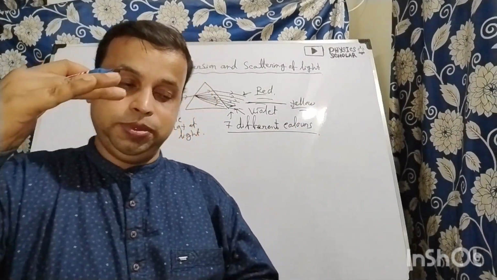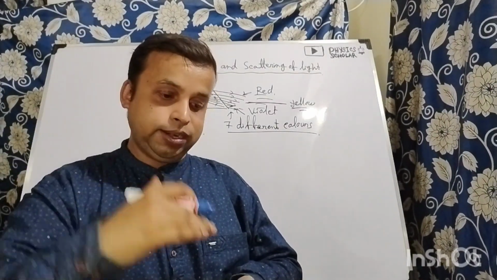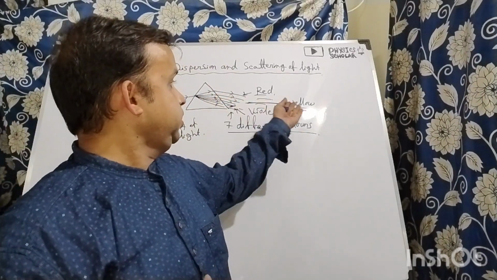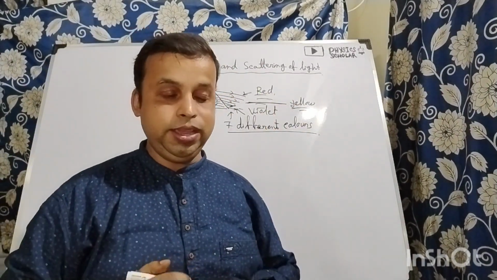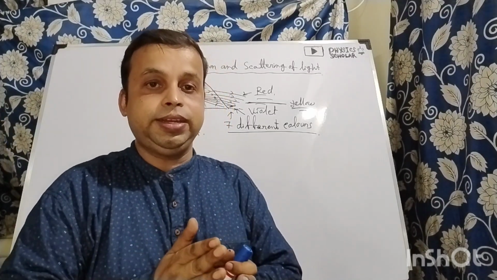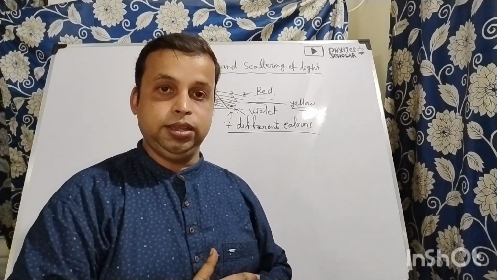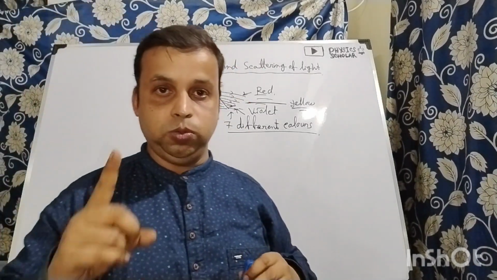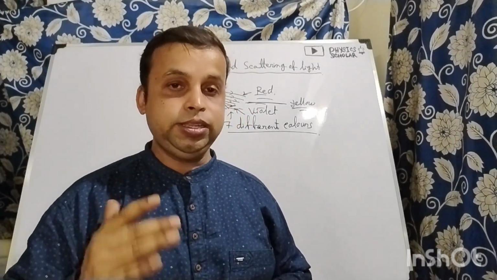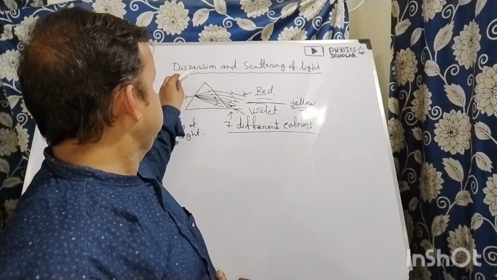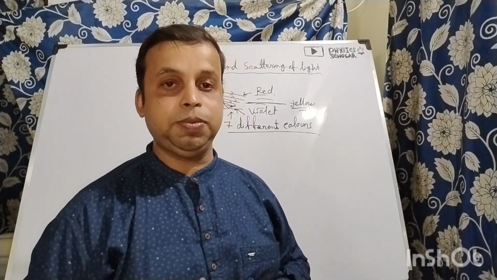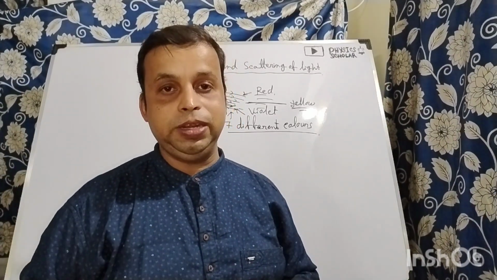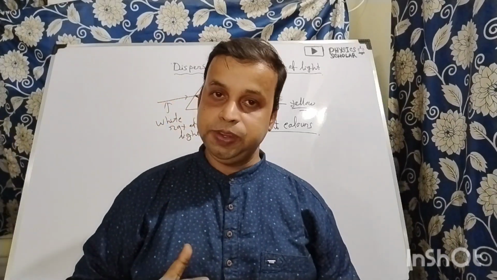Clear? So at the top the red color light will be there, and at the bottom, towards the base, it will be the violet color, and we can see the yellow color in the middle. So the white ray will be split into 7 different colors when it passes through a prism, giving 7 refracted rays for one single white ray. This phenomenon is known as dispersion of light. So what is dispersion of light? If a white ray of light passes through a prism, it is split into 7 different colors. This phenomenon is known as dispersion of light.